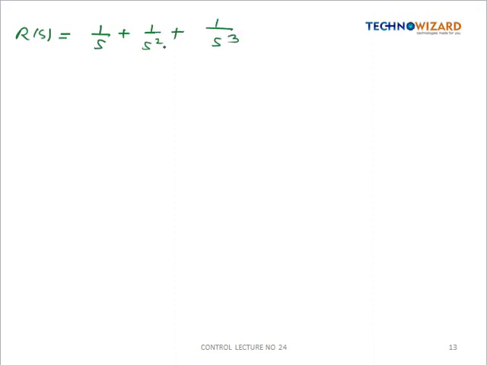Now this is step input, this is ramp, and this is parabolic. As it is type 2, the error will exist only for the parabolic input. So the steady state error, since it is type 2, will be equal to 0 plus 0 plus A by Ka, where A is the amplitude of input. Here the amplitude is 1, so it is 1 by Ka.